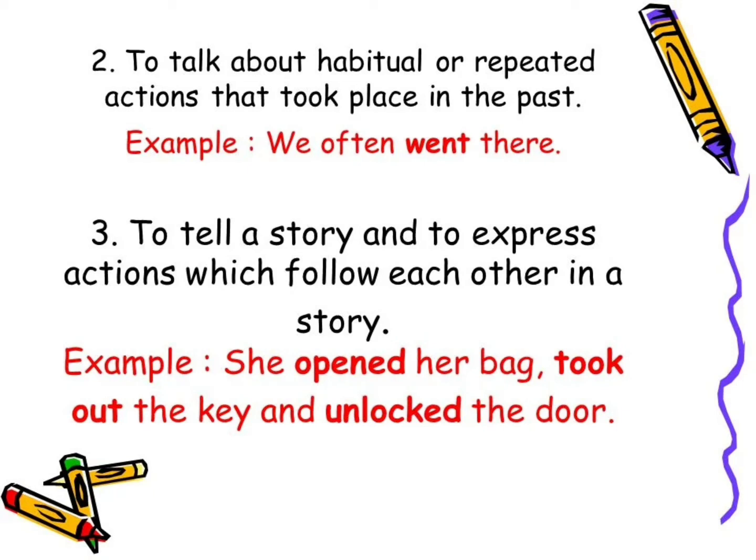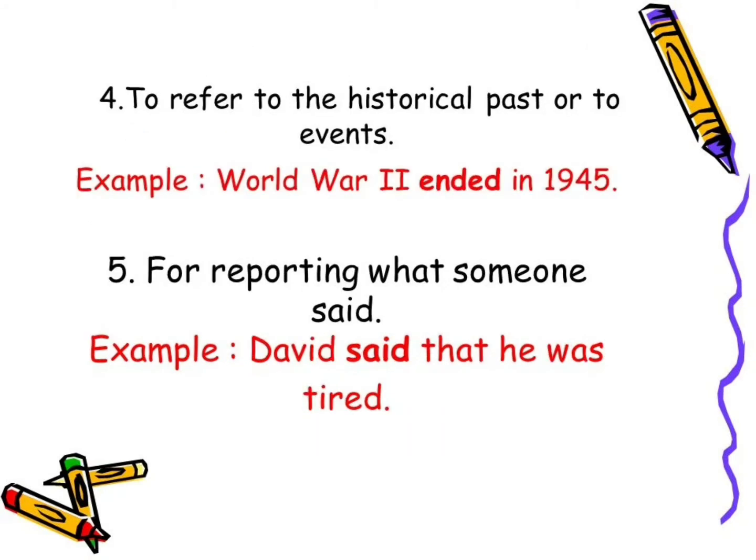The third, to tell a story and to express actions which follow each other in a story. Example: She opened her bag, took out the key and unlocked the door. For the fourth, to refer to the historical past or to events. Example: World War II ended in 1945. The fifth, for reporting what someone said. Example: David said that he was tired.